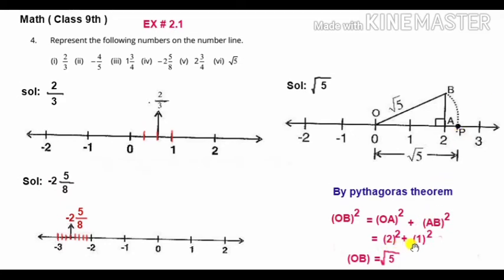OB squared equals 2 squared plus 1 squared, which is 4 plus 1. 4 plus 1 is equal to 5. Take the positive square root on both sides. We get OB is equal to square root of 5. This hypotenuse is equal to square root of 5.